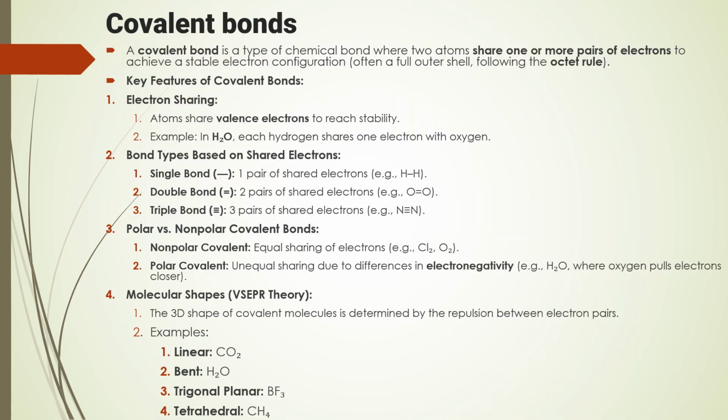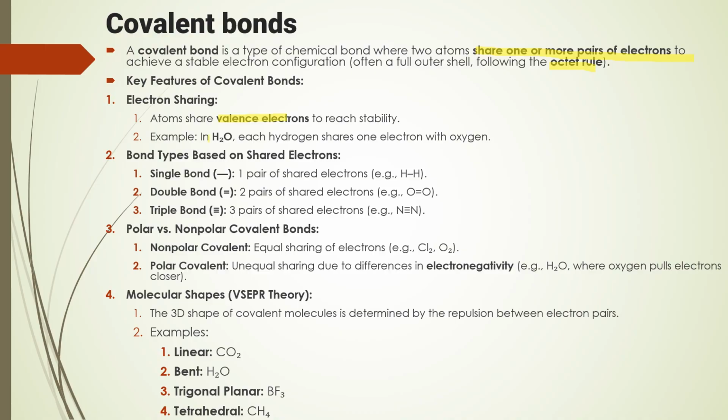Covalent bonds. Now in covalent bond there is a slight difference. There is sharing of one or more pairs of electrons. In ionic bond there was complete transfer of electron. Here they achieve a stable electronic configuration, often a full outer shell, the octet rule, and it usually happens between non-metals. So electron sharing: atoms share valence electrons to achieve stability.